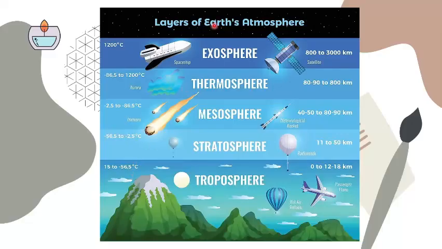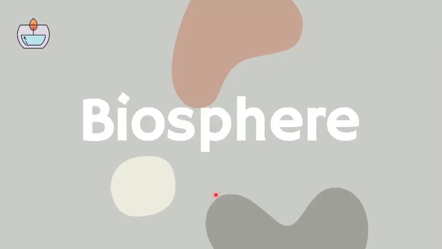As you can see, troposphere, stratosphere, mesosphere, thermosphere, exosphere. You can even take a screenshot of it. So these are the layers of Earth's atmosphere. In exosphere we have spaceships and satellites. Thermosphere, auroras. Mesosphere, meteors and meteorological rockets. Stratosphere, radiosondes and everything. And troposphere, hot air balloon, passenger plane and everything.